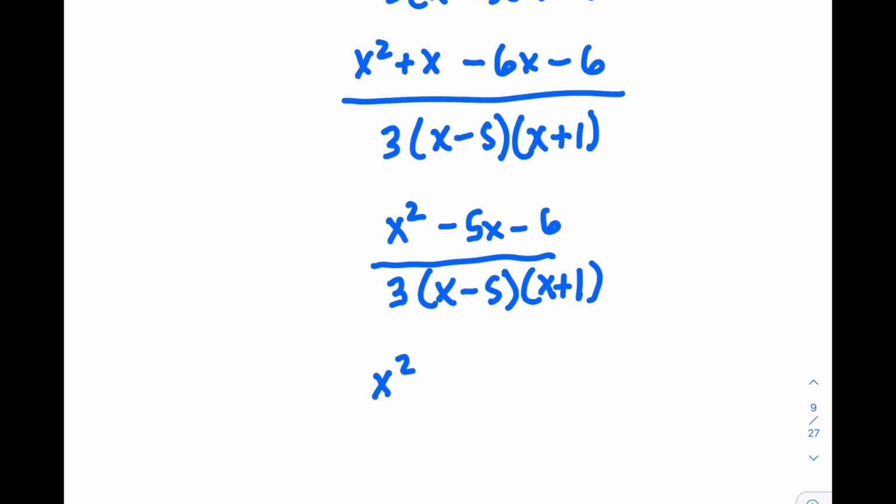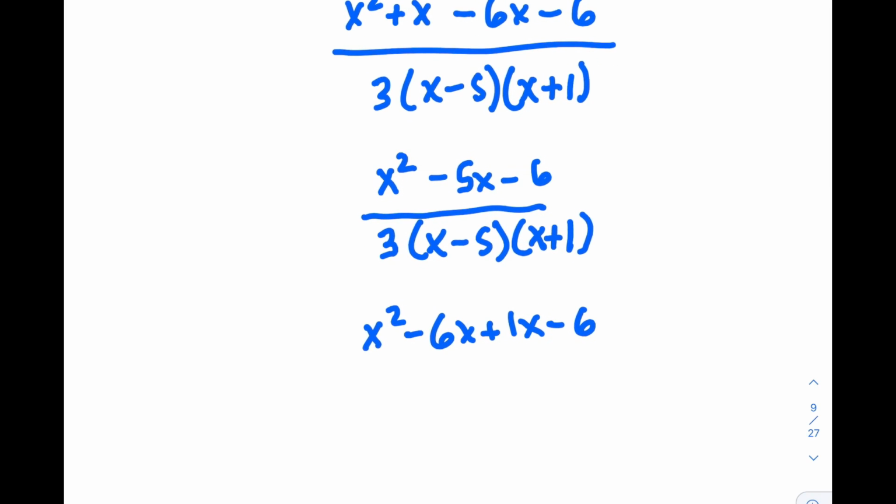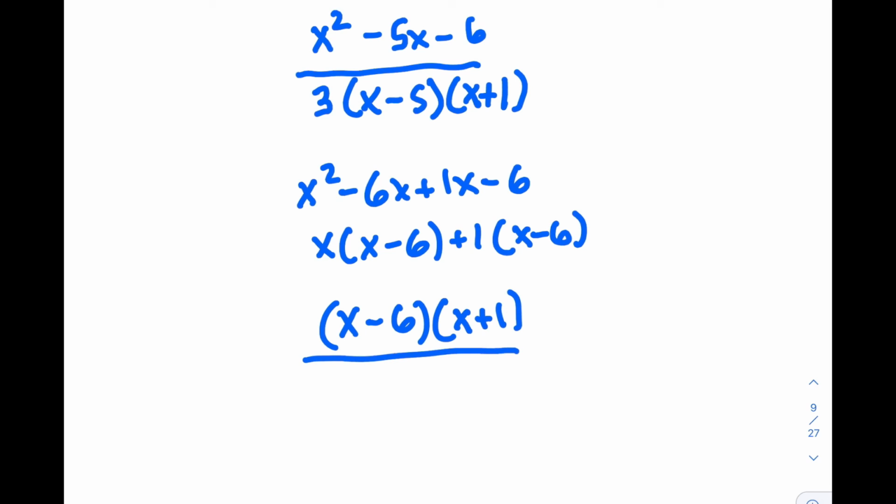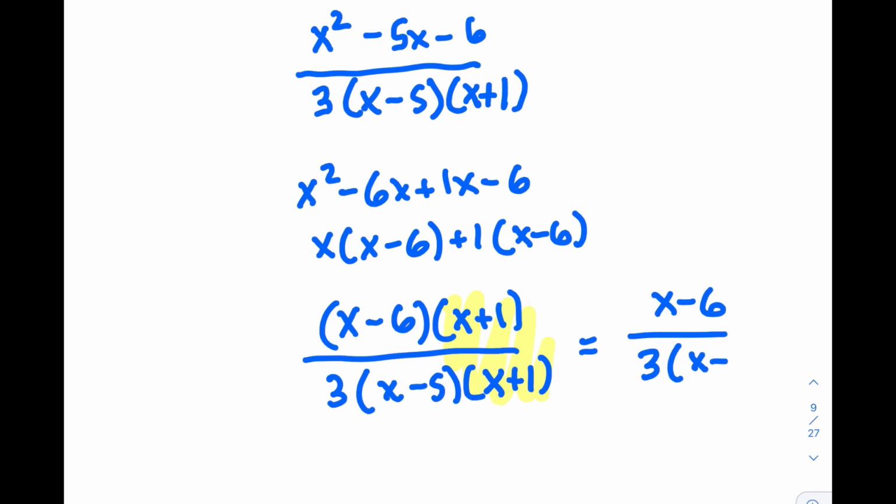Now actually on top, I can factor that. So I can rewrite my middle as negative 6x plus 1x and then factor an x out, and I'm going to be left with x plus 1 times x minus 6. If you think about your denominator, you have a factor of x plus 1. So actually, I should divide out that common factor. And then my completely final simplified version is x minus 6 over 3 times x minus 5.